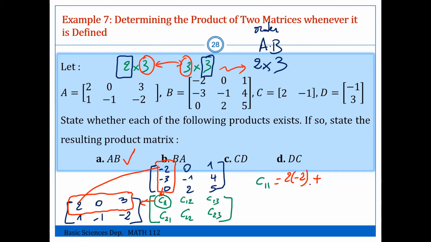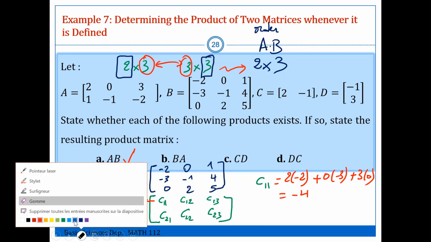Then we have multiplication with addition. It's a bit like the scalar product, but it's not the scalar product. Okay, it's different. Then we add 0 times minus 3. Then we add 3 times 0. So here it is -4. And we do this for all rows and all columns of A and B. So here this is done. This is done. This is done.